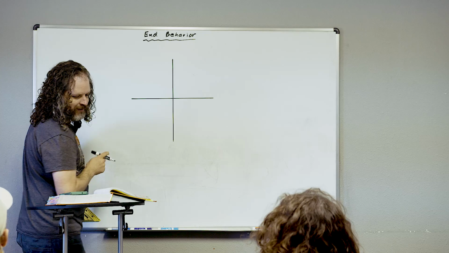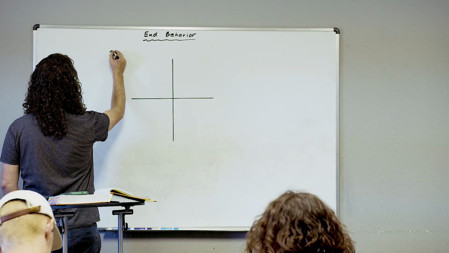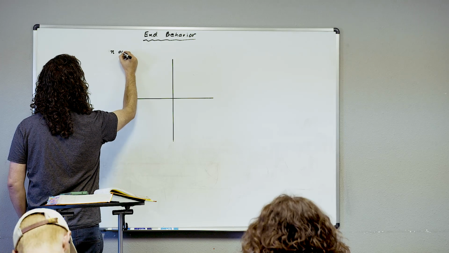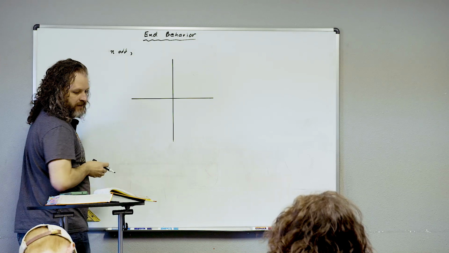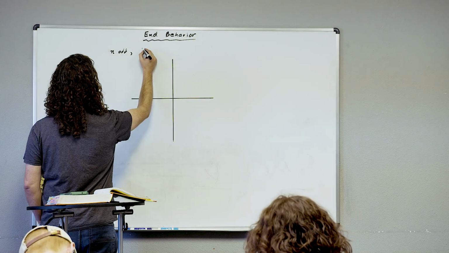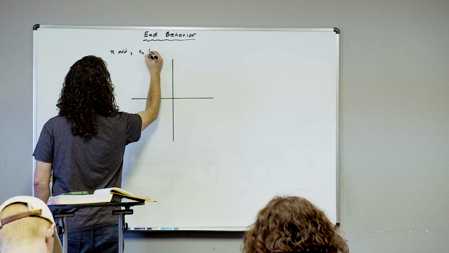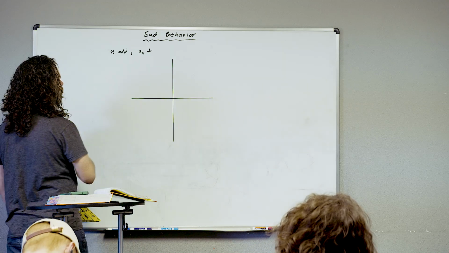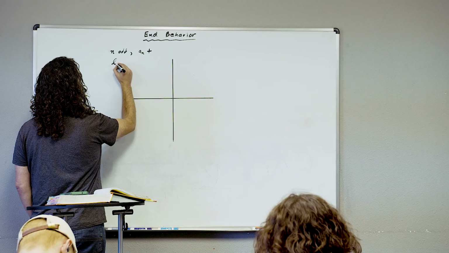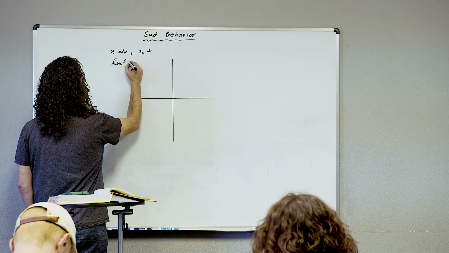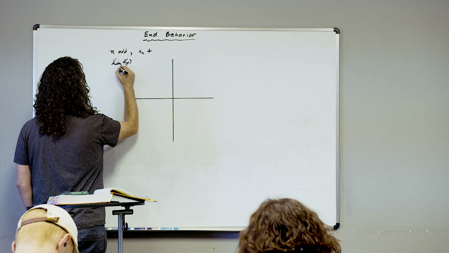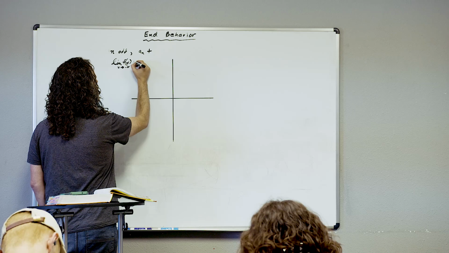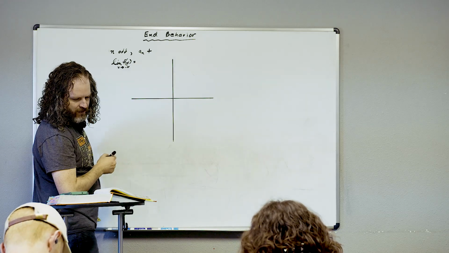So, if n is odd, and a sub n is positive, then the limit of f of x as x approaches negative infinity is negative infinity.